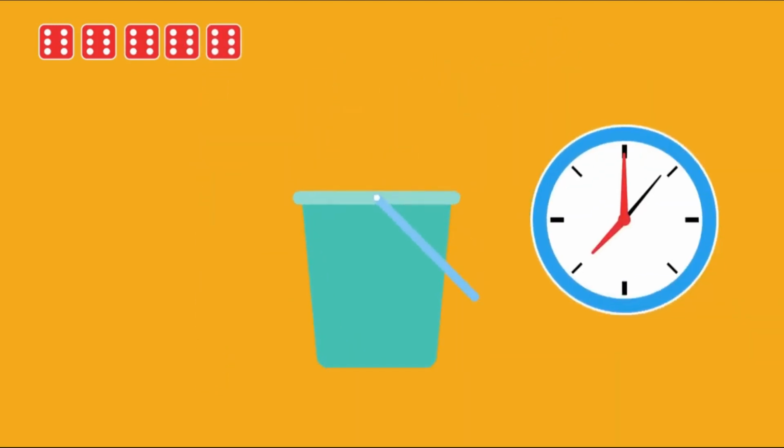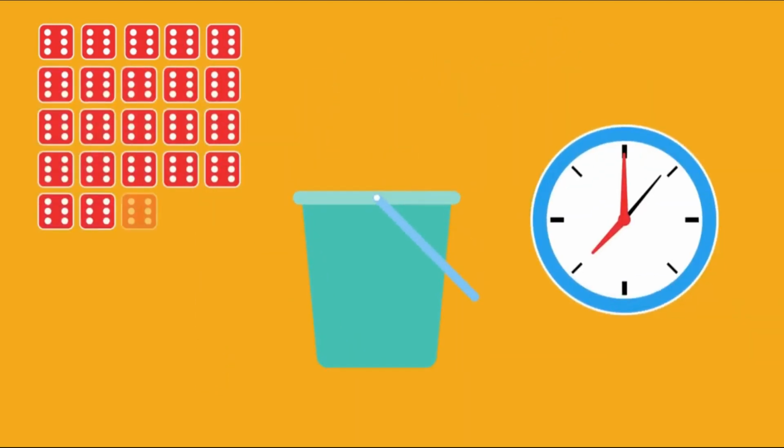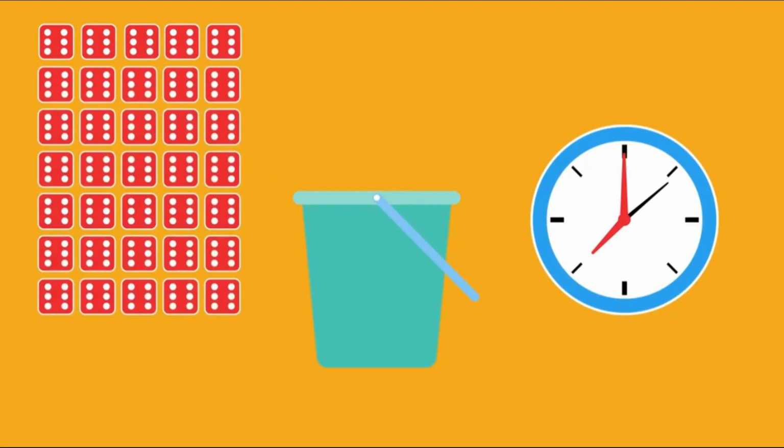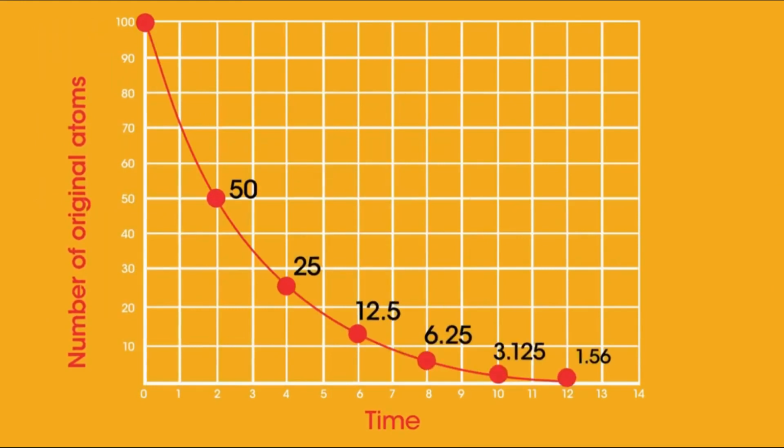How long did it take? That's one half-life. If you recorded the time it took for your sample of dice to halve each time, you would get a graph like this. Each halving of the numbers is one half-life. The graph shows 6 half-lives. Half-lives can be as short as nanoseconds or as long as billions of years.